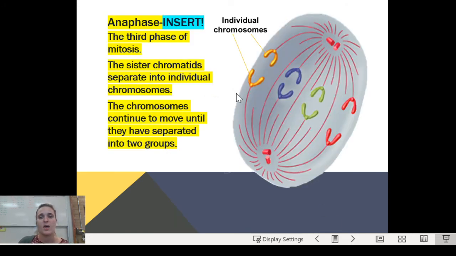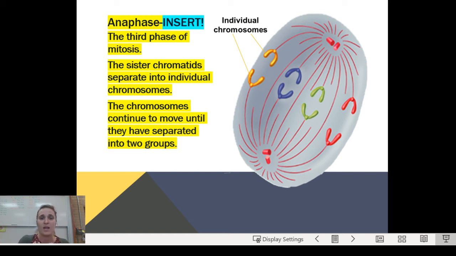All right, go ahead and title the next little section of your notes anaphase, and then take a snippet of this and insert it into your notes. So pause now, snippet, insert. Anaphase is the third phase of mitosis. That's where you now get the sister chromatids being pulled apart into individual chromosomes. They're going to continue to move until they separate into 2 groups.